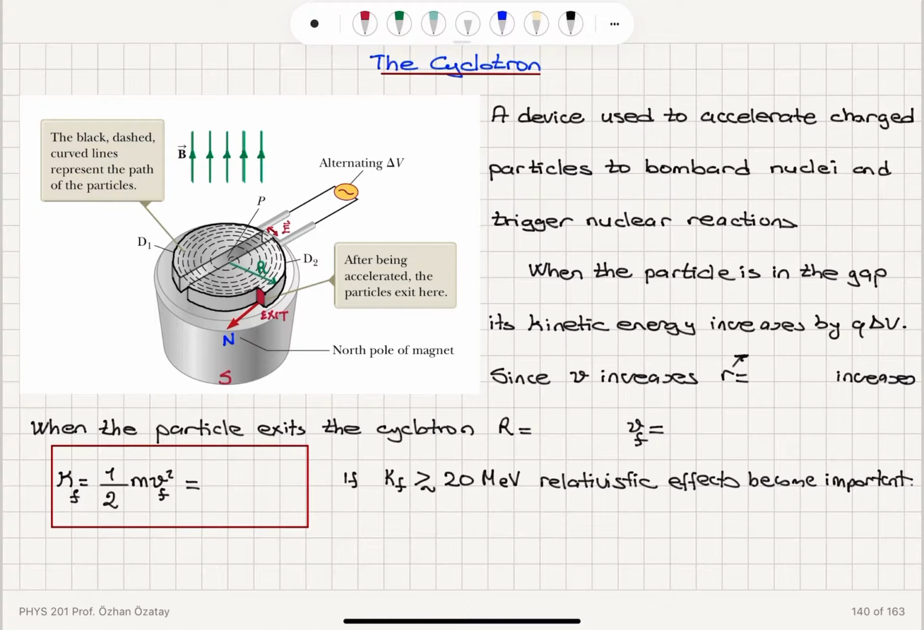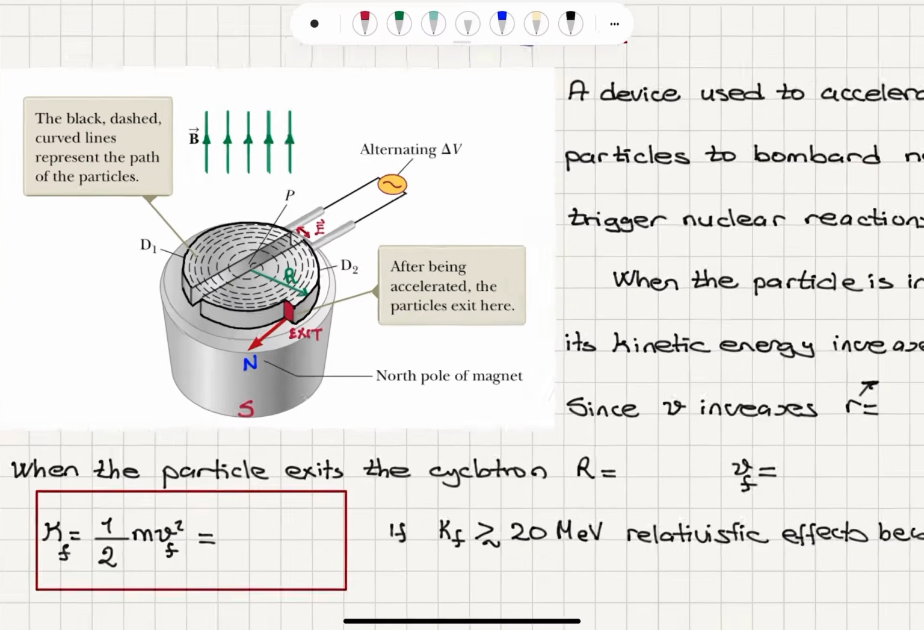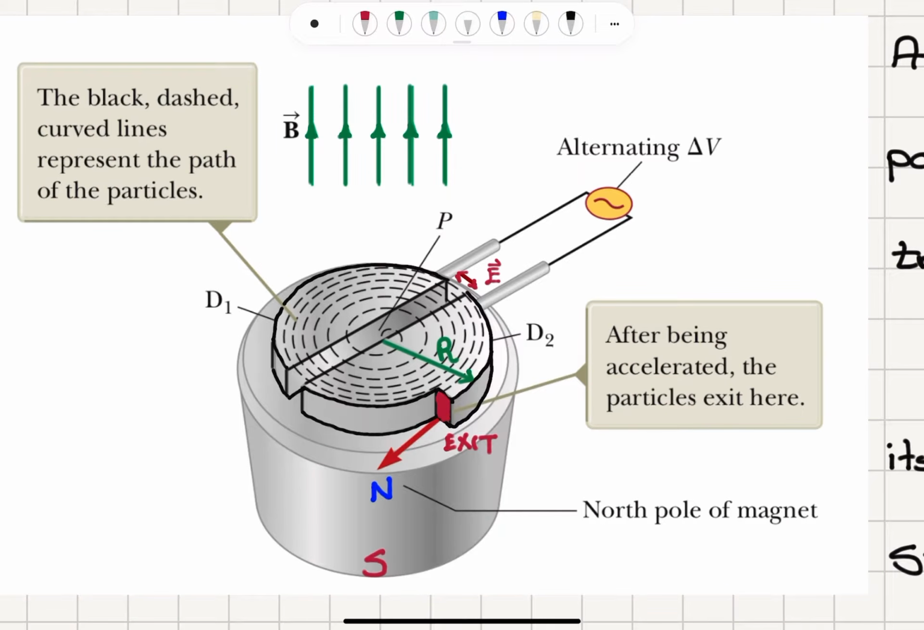Another important application of the Lorentz force is the cyclotron. What is a cyclotron? It's a device used to accelerate charged particles to bombard nuclei and trigger nuclear reactions. How does it work? So this is a permanent magnet that has a north pole and south pole here.